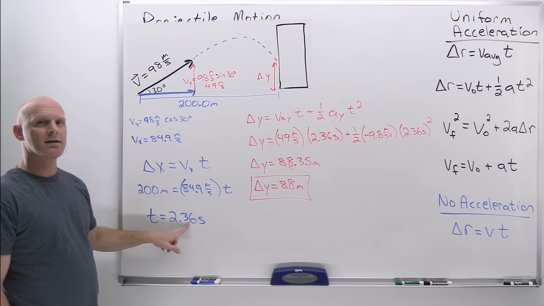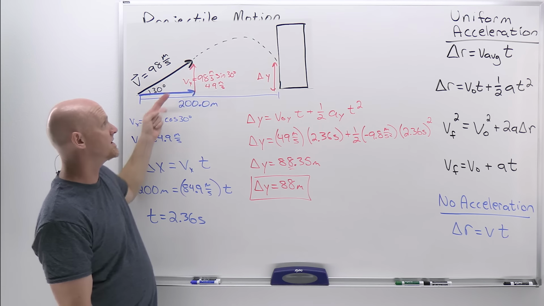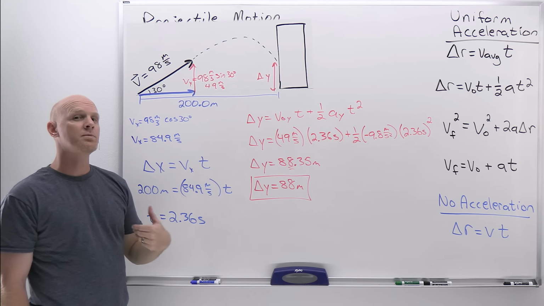Well, we're way before that. And so I didn't diagram this correctly, and it didn't matter how we solved it. The truth is we're actually going to hit the building before we actually hit the maximum height in the trajectory of that arrow.